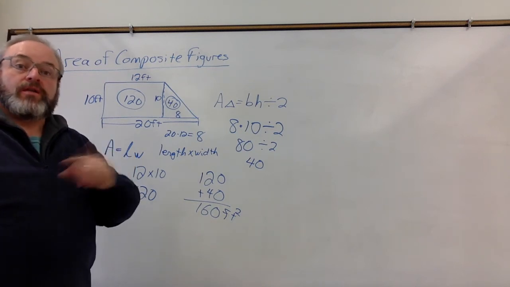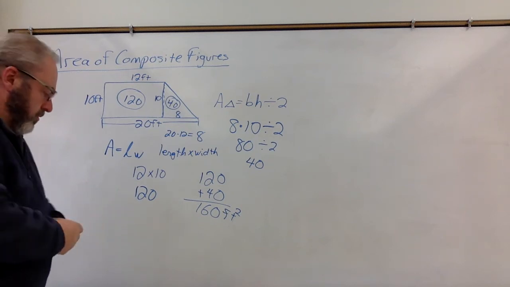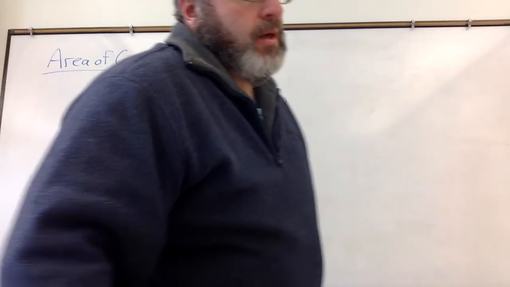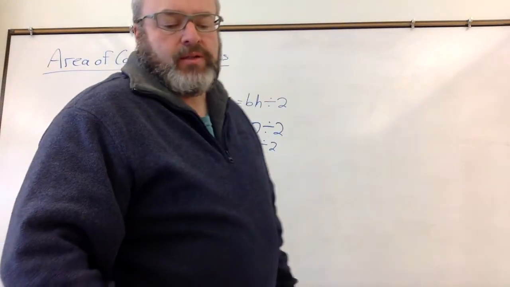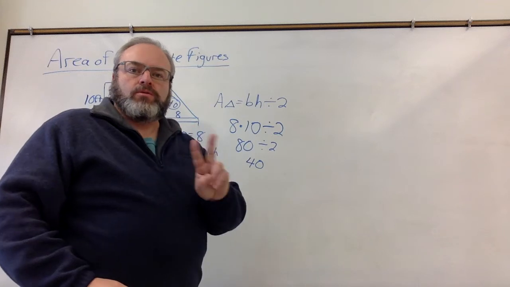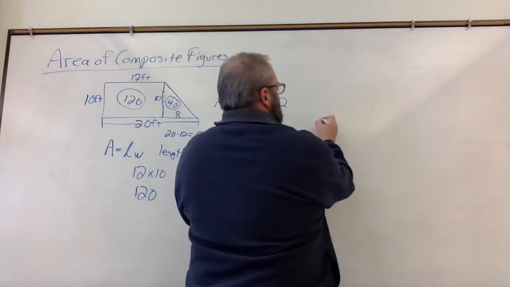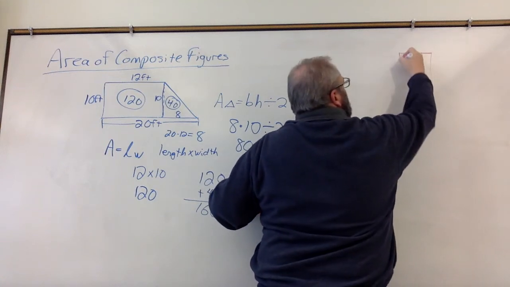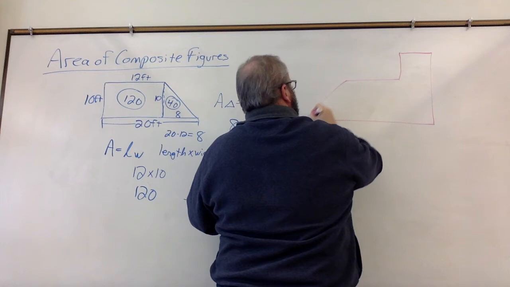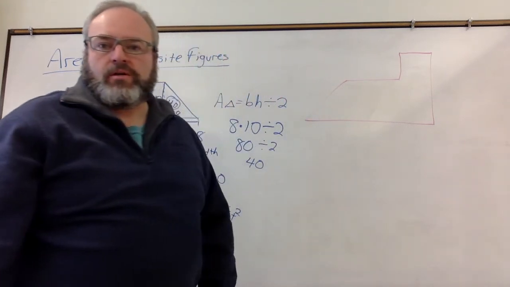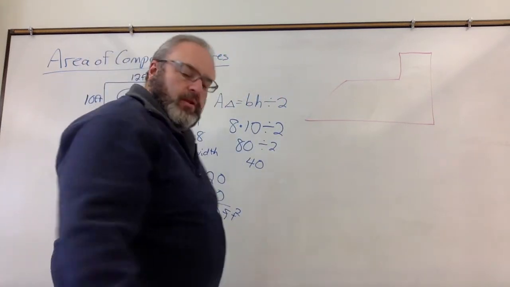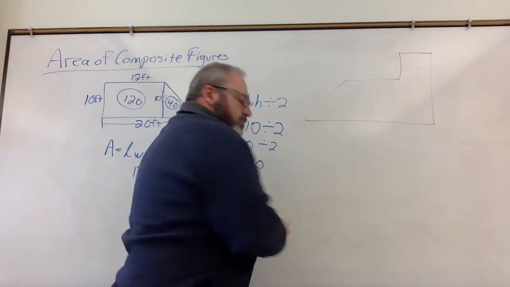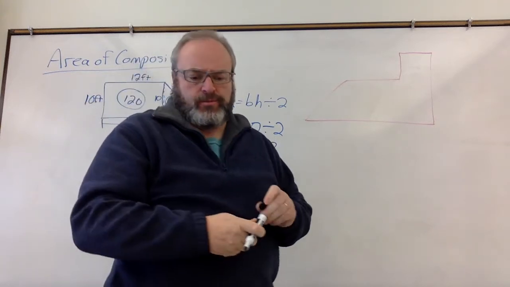Okay, let's do another one. Let me switch colors so we know that we're on a different problem. And on this particular problem, let's do one that maybe has more than two shapes. So let me see if I can draw this. Now, that's a very unusual shape. Let me put some numbers on that. Use a different color. I'm not sure the pink shows up very good.